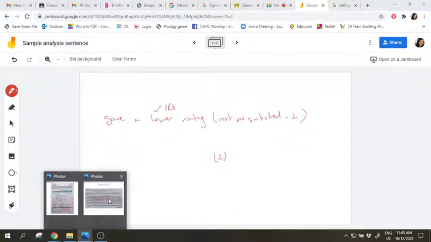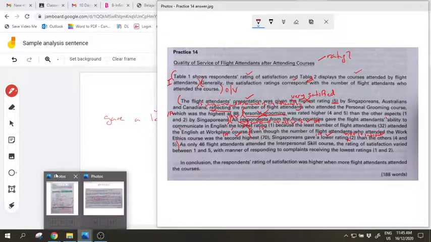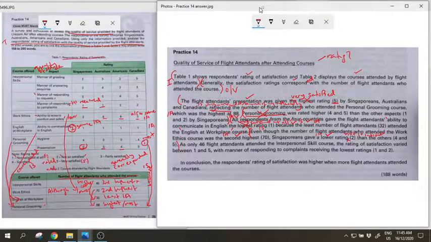Okay, coming back to here: as only 46 flight attendants attended the interpersonal skills course, this is the third highest. So only the rating of satisfaction varied. If you put "only" here, it is not considered an analysis word, so you will not get marks for the word "only". If you want to get an analysis word, you have to put higher or lower.